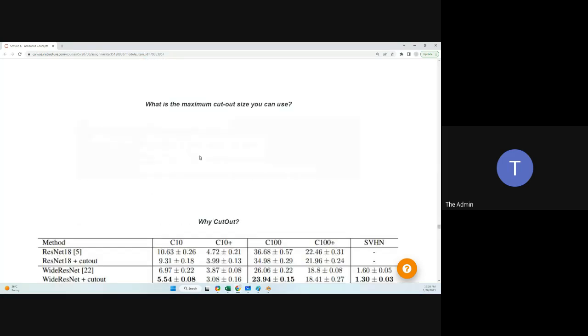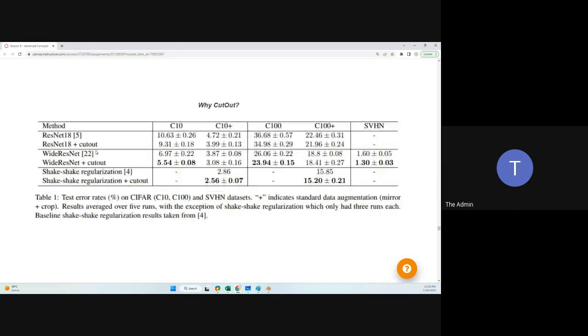Now, what is the maximum cut size we can use? 50% as shared. And you can see some examples here. We are using ResNet and ResNet with cutout. You can see the overall increase in accuracy. Then we have wide ResNet. Then we have wide ResNet plus cutout. You can again see a really good increase in accuracy. And then we have shake-shake regularization, and so on.